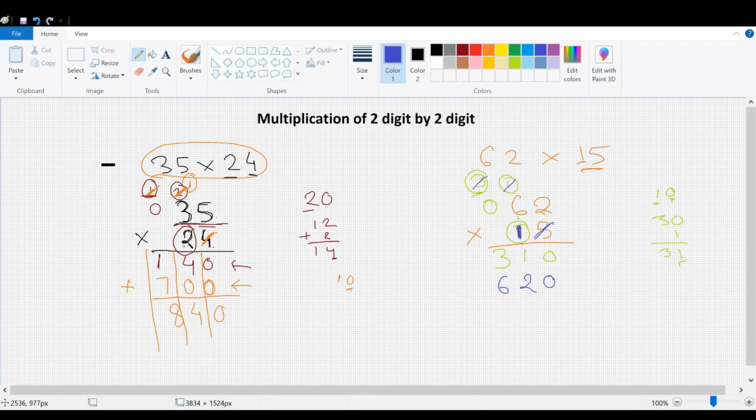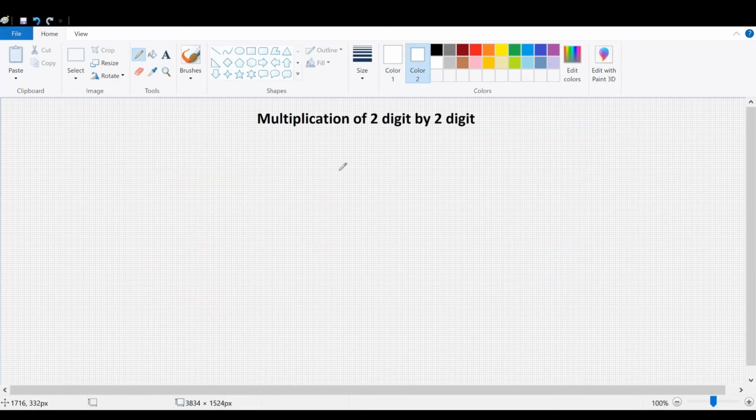So 62 times 5 is 310 and 62 times 10 is 620. Now to get the product of 62 times 15, we just need to add these answers together. Now notice all my numbers are aligned properly. 0 plus 0 is 0, 1 plus 2 is 3, 3 plus 6 is 9. So the product of 62 times 15 is 930.